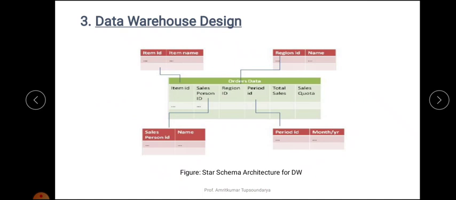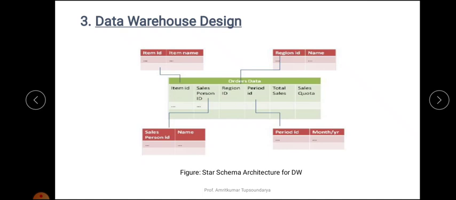Now talking about the reason why star schema is more predominant, because the other schemas, for example, include the snowflake architecture. The difference between a star schema and a snowflake architecture is that in the snowflake architecture, the lookup tables can have their own further lookup tables. That is the only difference when comparing the star schema and the snowflake architecture.